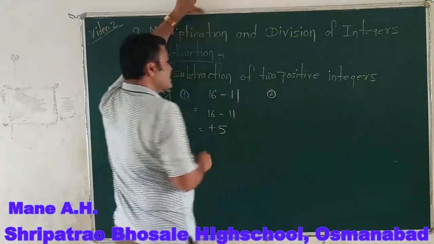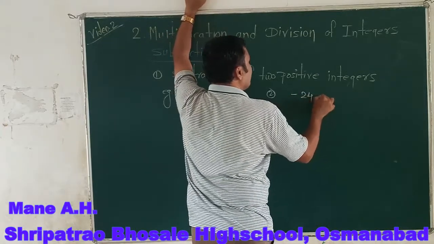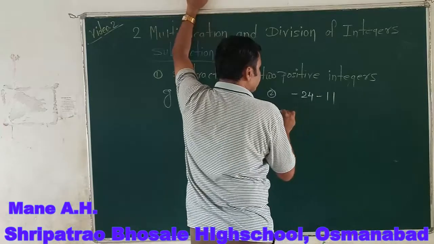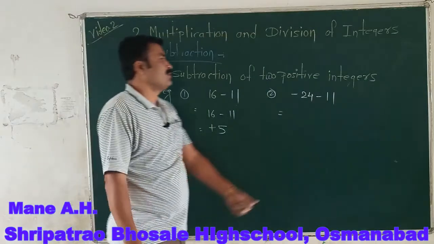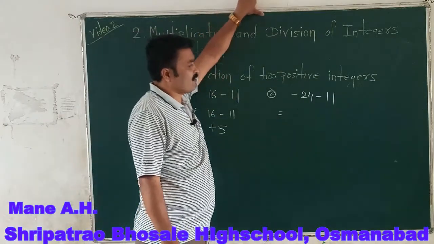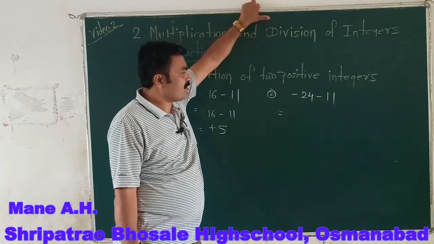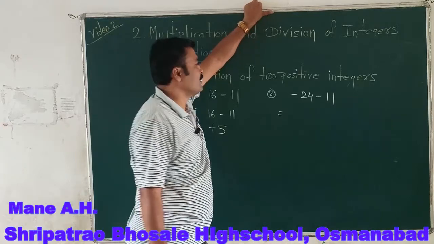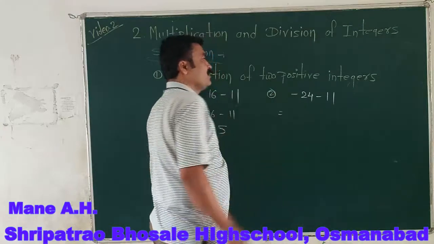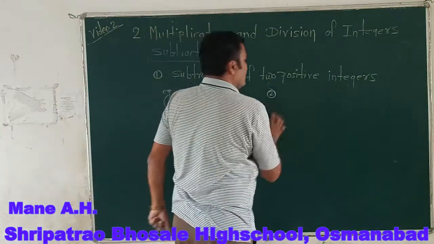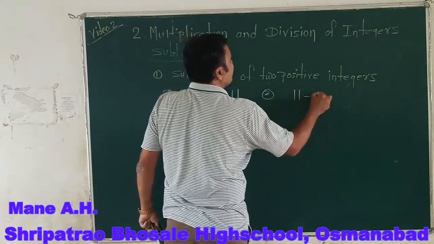Let's observe here the second example, that is minus 24 minus 11. So here, now this is somewhat important. So minus 24 minus 11. Now we want to take the subtraction of these two integers here. Sorry, this is the wrong example according to our topic, because we check two positive integers only. So instead of this we continue the second example in this way. 11 minus 24.